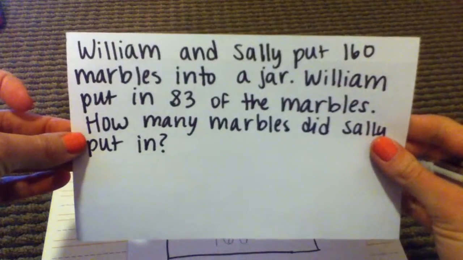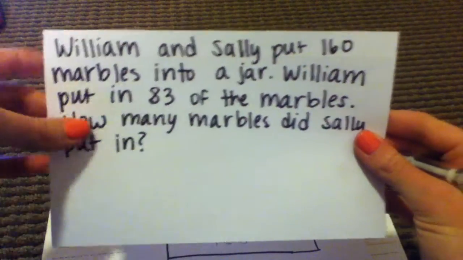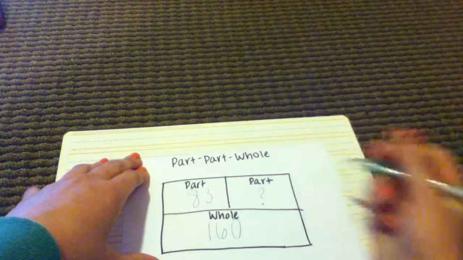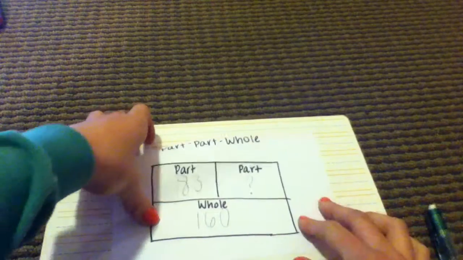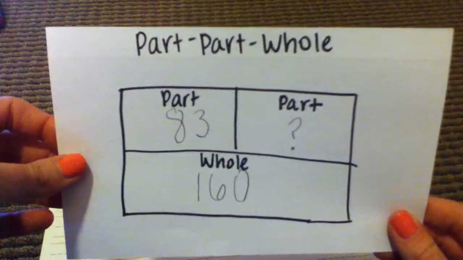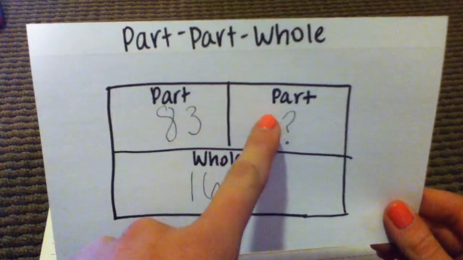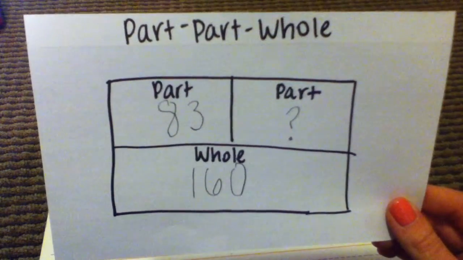We weren't given the number of marbles Sally put in. That's what we're trying to figure out. So I'm going to put a question mark in part 2, which is going to be Sally's marbles. So this is the type of problem we're doing, part-part-whole. We have one part, we're finding the other one, and we have our whole of 160. So we're going to look at this using strip diagrams.